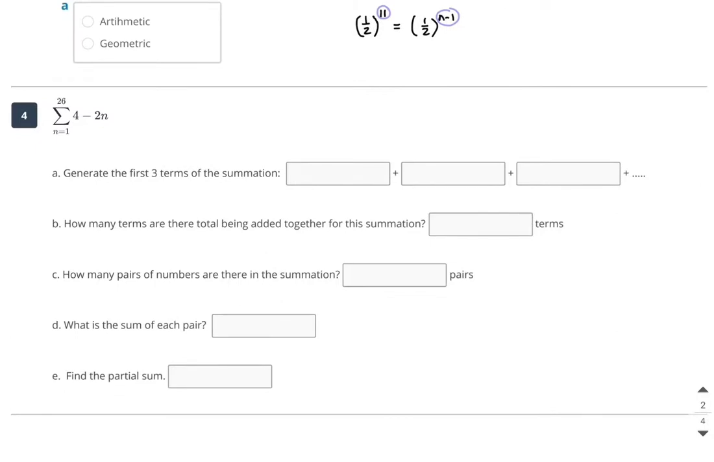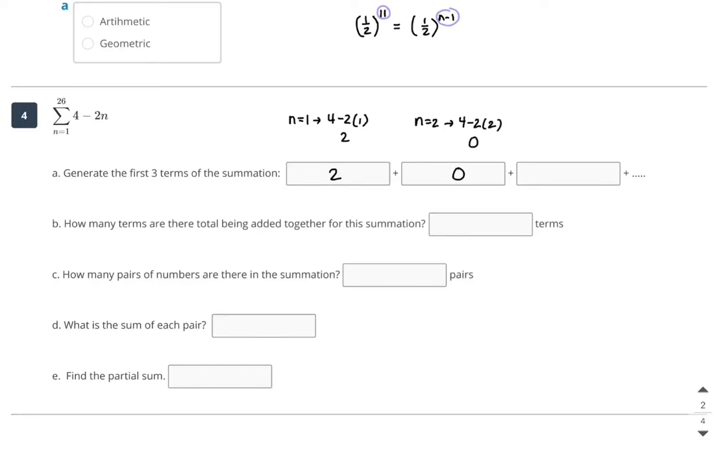So what I'm going to do is I know that n is equal to 1 for the first one, and then I'm just going to plug 1 into the formula. So 4 minus 2 times 1, which gives me 2. So I know this is 2. For this one, I know n is equal to 2 for the next number. The second term, n is equal to 2, and that tells me I have 4 minus 2 times 2, which gives me 4 minus 4, or 0.